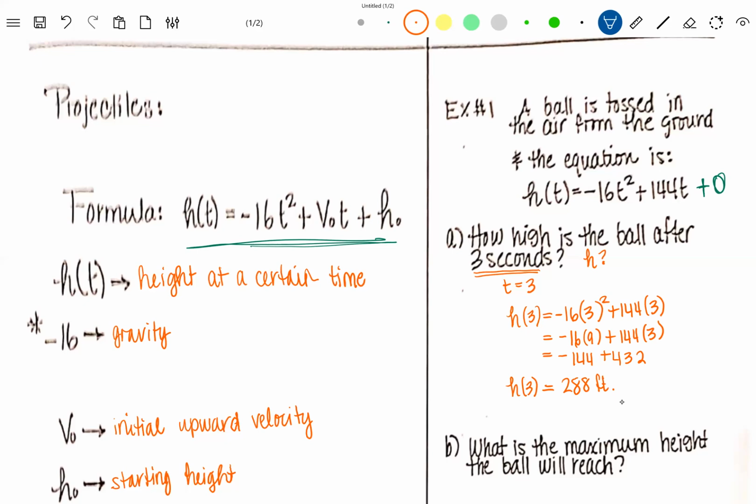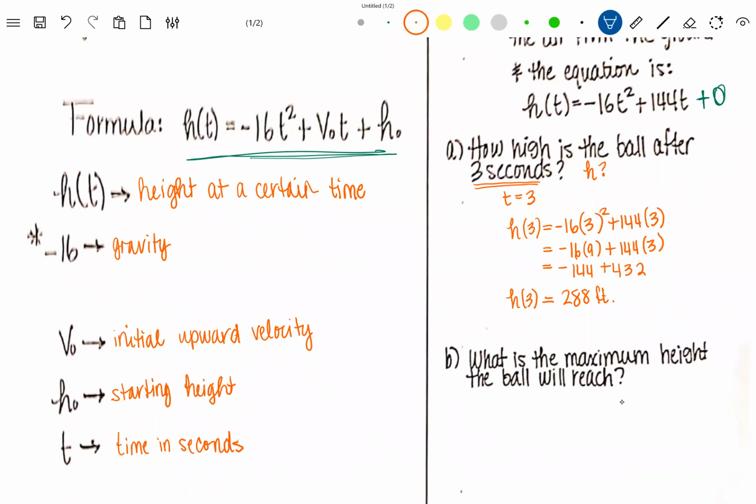So you always want to answer your word problems as a sentence, especially when you're doing a test. So the height after 3 seconds was 288 feet. Okay.